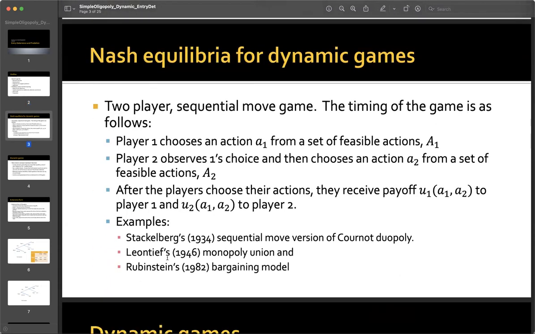Okay. And then starting next week, we will just do Nash equilibria for dynamic games. And then after this, we will do cartel. Some basic stuff on cartel. All right. I guess I'll see you guys next week.